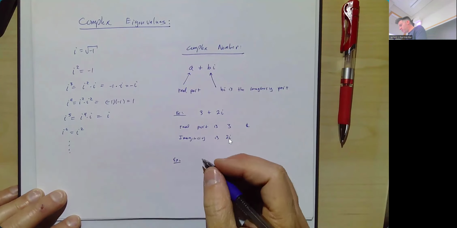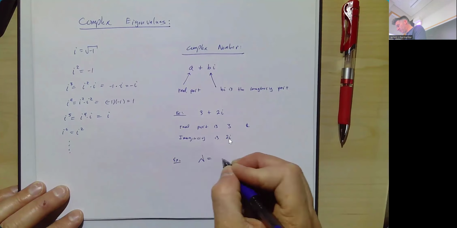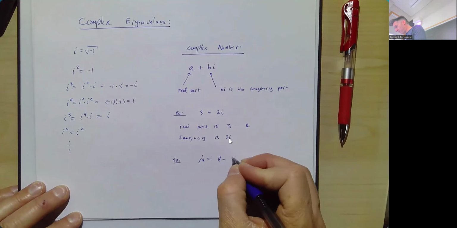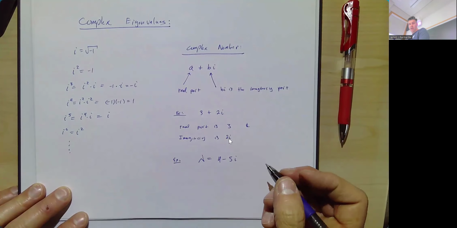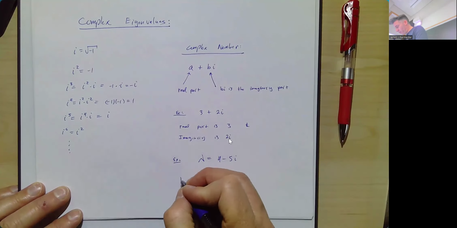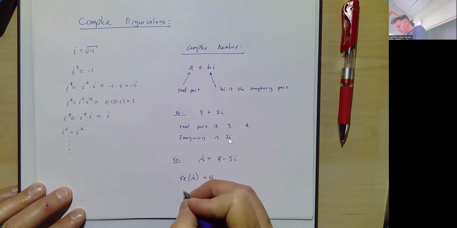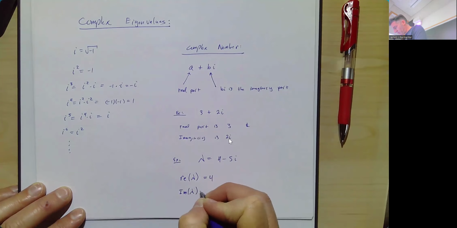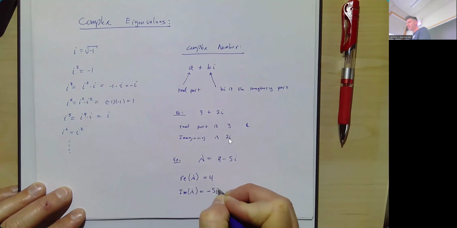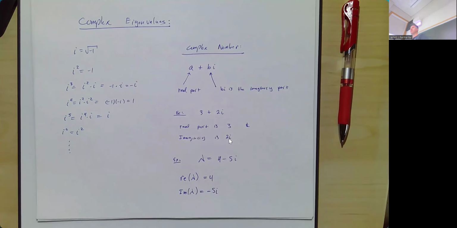Or for example, if my eigenvalue was equal to, say, 4 minus 5i, watch this for a second, then the real part of lambda is equal to 4, and the imaginary part of lambda is equal to negative 5i. That is often, not always, but often notation that gets used to distinguish between the real and the imaginary part.